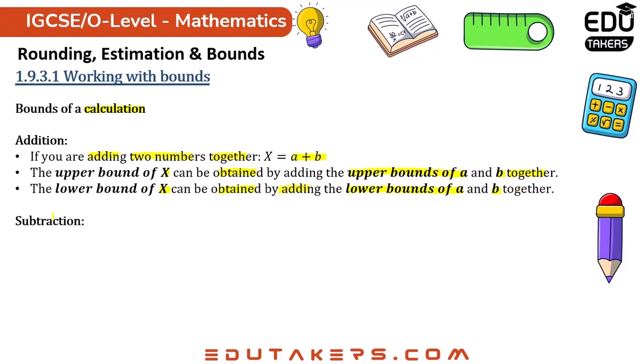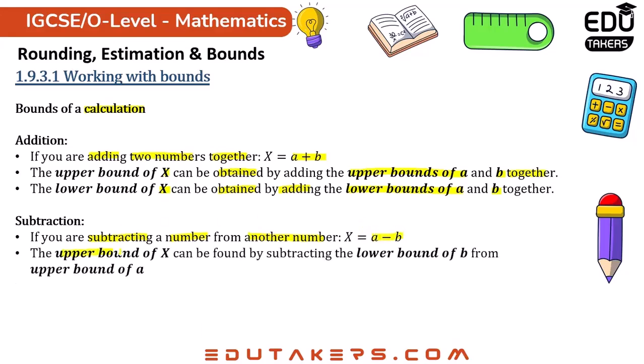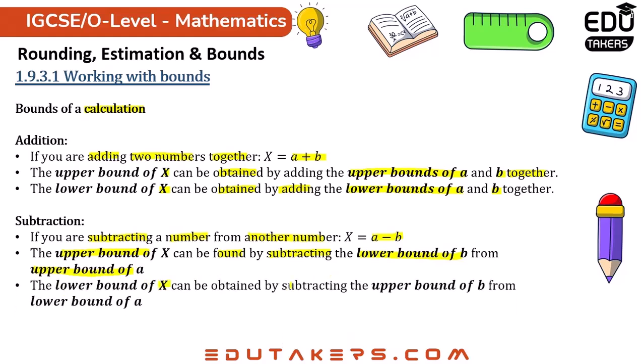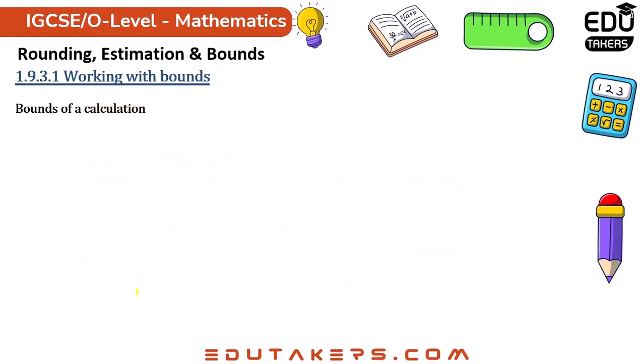And for subtraction, if you are subtracting a number from another number, for example x equals a minus b, the upper bound of x can be found by subtracting the lower bound of b from the upper bound of a. And the lower bound of x can be obtained by subtracting the upper bound of b from the lower bound of a.